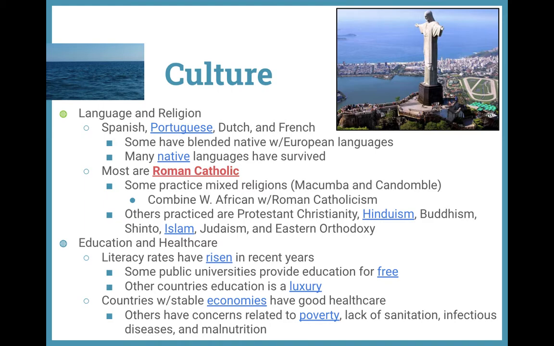As far as education and healthcare, literacy rates have risen in recent years, and they do actually have public universities that provide education for free. But in some countries, education is just considered a luxury. It kind of depends on which country you're in. Countries that have stable economies do have better healthcare, but others have concerns related to poverty, like we've been talking about, such as lack of sanitation, malnutrition, spread of infectious diseases, things of that nature.